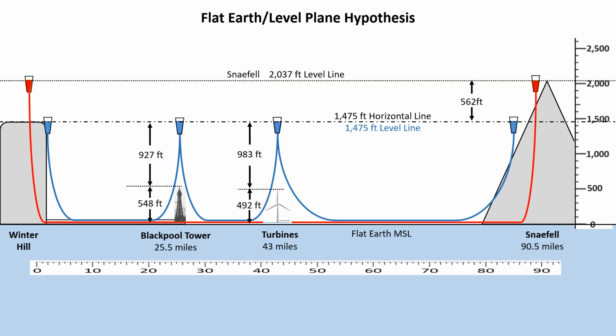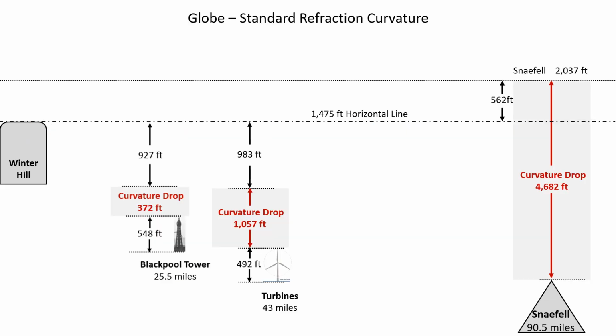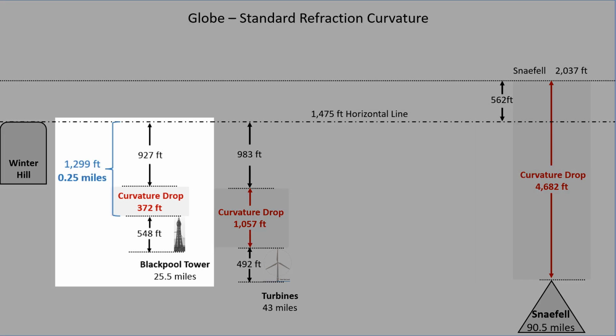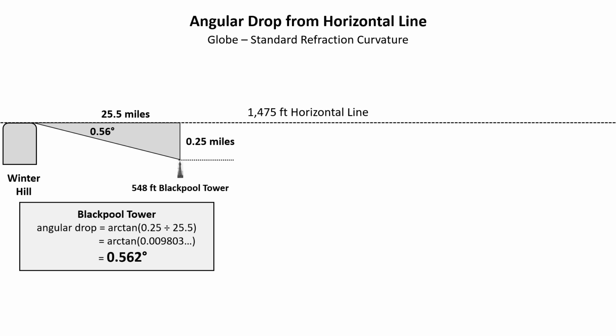So I started with the flat earth model for that elevation. And then I added standard refraction curvature drop for each of these distances using the Metabump curvature calculator. So at Blackpool Tower, the top of the tower would be 1,299 feet below the horizontal line, which is 0.25 miles. And then I did an angular size calculation, which shows me that the top of that tower is 0.56 degrees below the horizontal line.